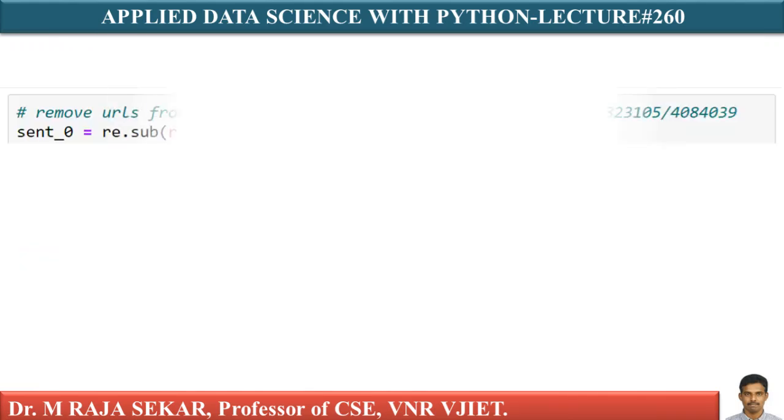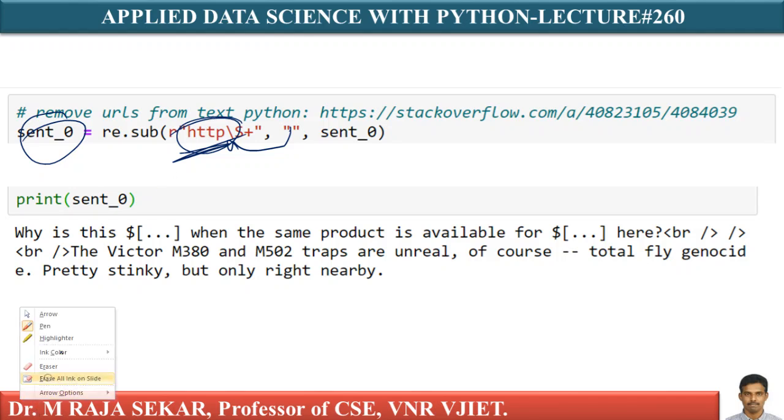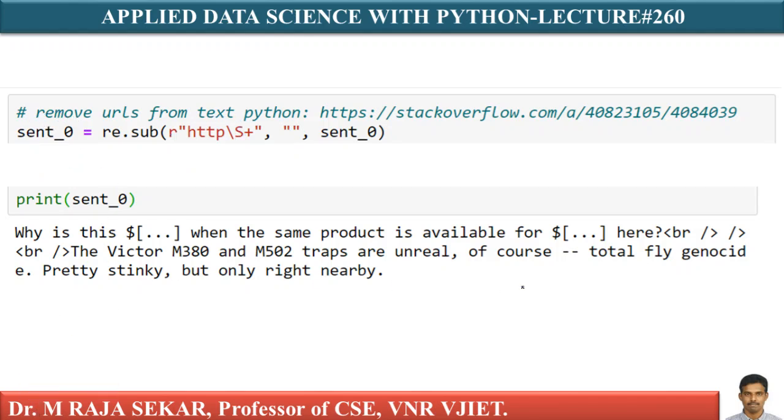How am I removing it? This is simple code where I am removing HTTP by regular expression. The dot sub means it will be substituted. An empty space will be substituted in the place of the regular expression, isn't it? Now, if you print cent_0 after removing URLs, are you getting any URL here? You are not getting a URL.